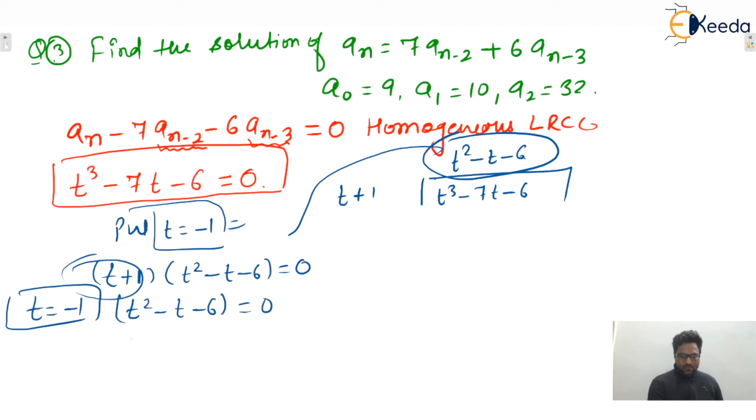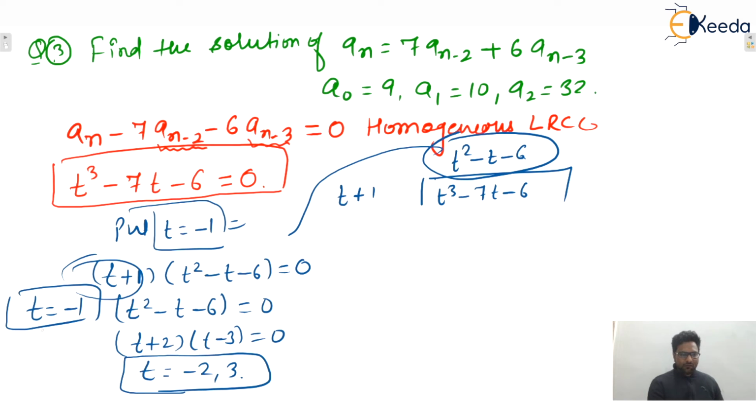So now this becomes t square minus t minus 6. So what will the roots be? If we solve this quadratic equation, it becomes t plus 2 into t minus 3 equals 0. Then we can say that t equals minus 2 and plus 3. These are the roots, and one root is minus 1. Okay, so we got three roots: minus 1, minus 2, and 3.